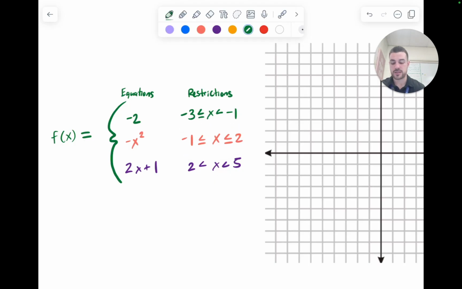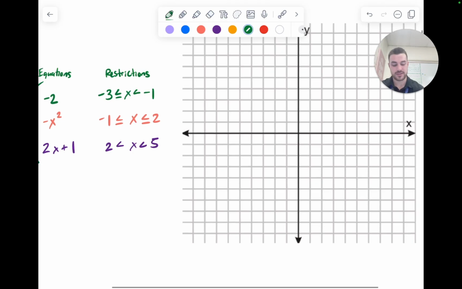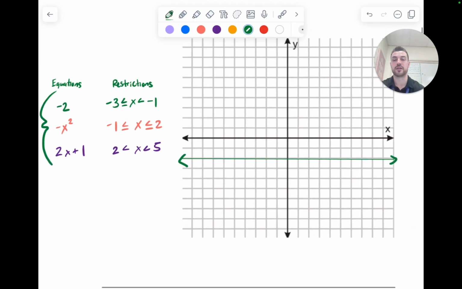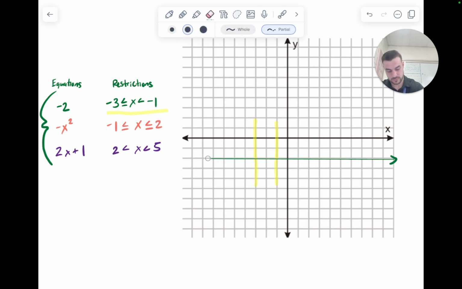So the first one is y equals, our output is -2. That's going to be down here on the bottom. Now, we don't want the entire thing. We only really want from between -3 and -1. So there's -1 right there. There's -3 right there. So we can basically get rid of everything else. And then I don't need that highlighted portion anymore because it's just telling me where my values are. So this is the part we're going to keep.